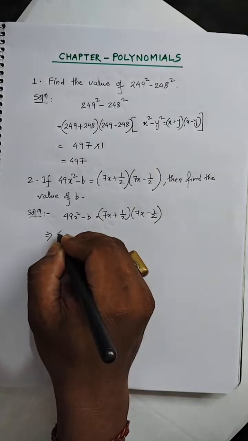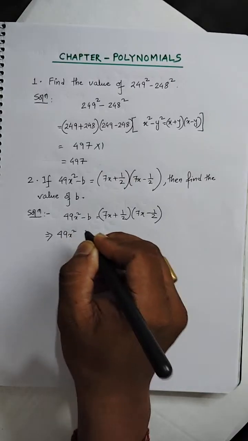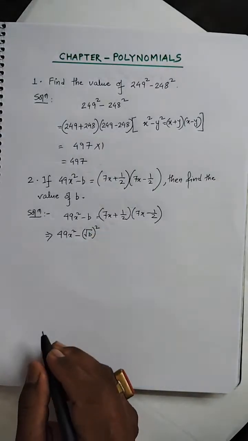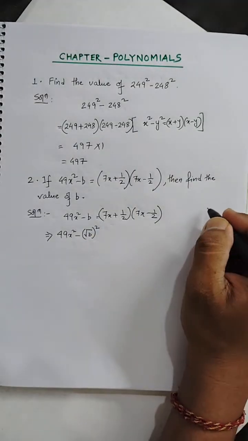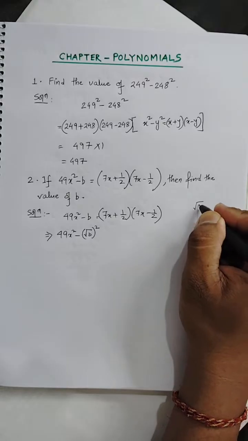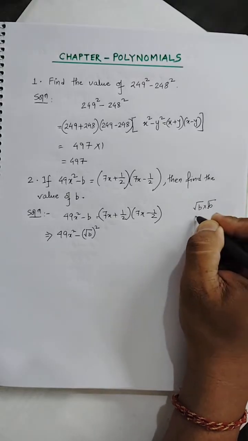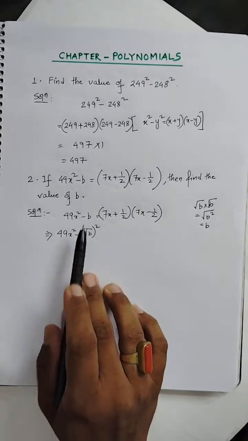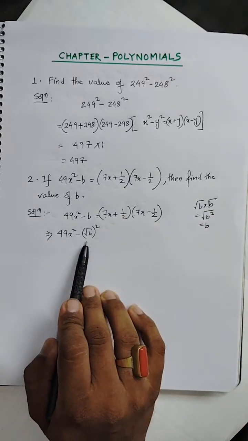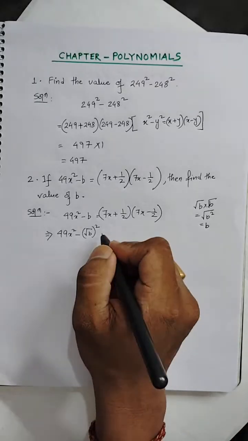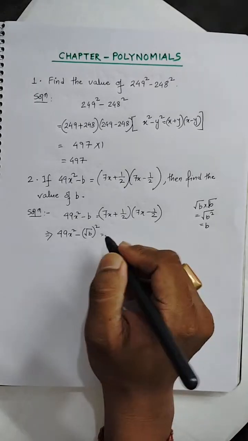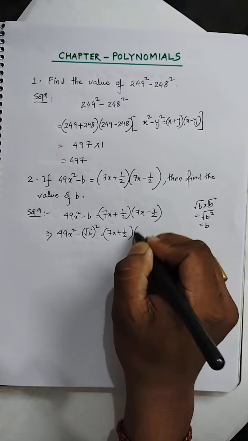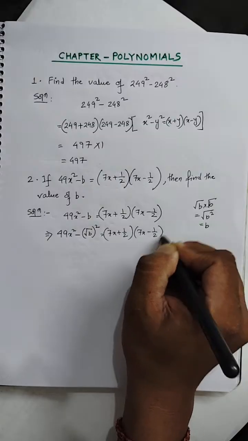We will rewrite it as 49x square, and this we can write as root over b whole square. I am just showing this rough part. So root over b into root over b, this is root over b square, so this is equal to b. So we will rewrite it as root over b whole square. Okay, let us leave it like this for now. 7x plus half and 7x minus half.